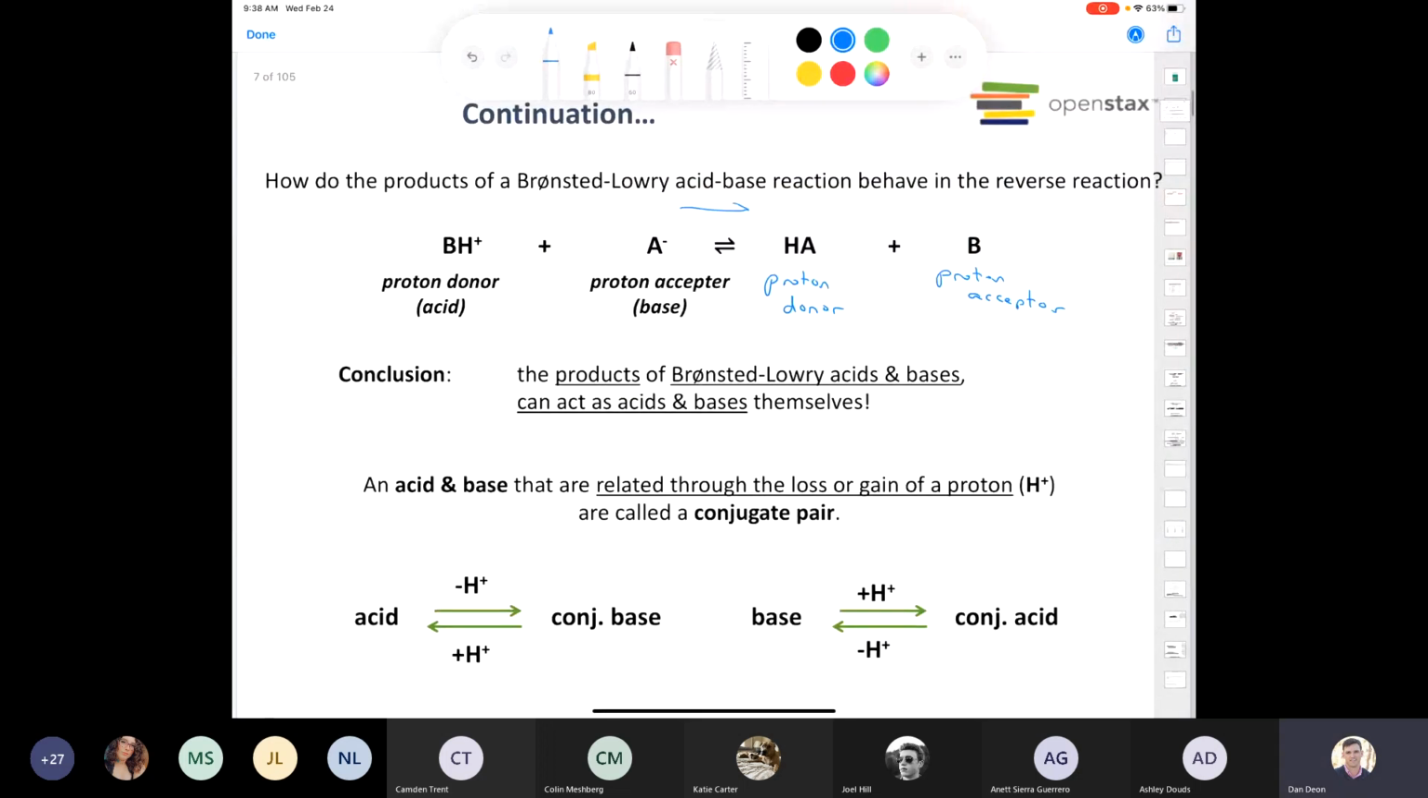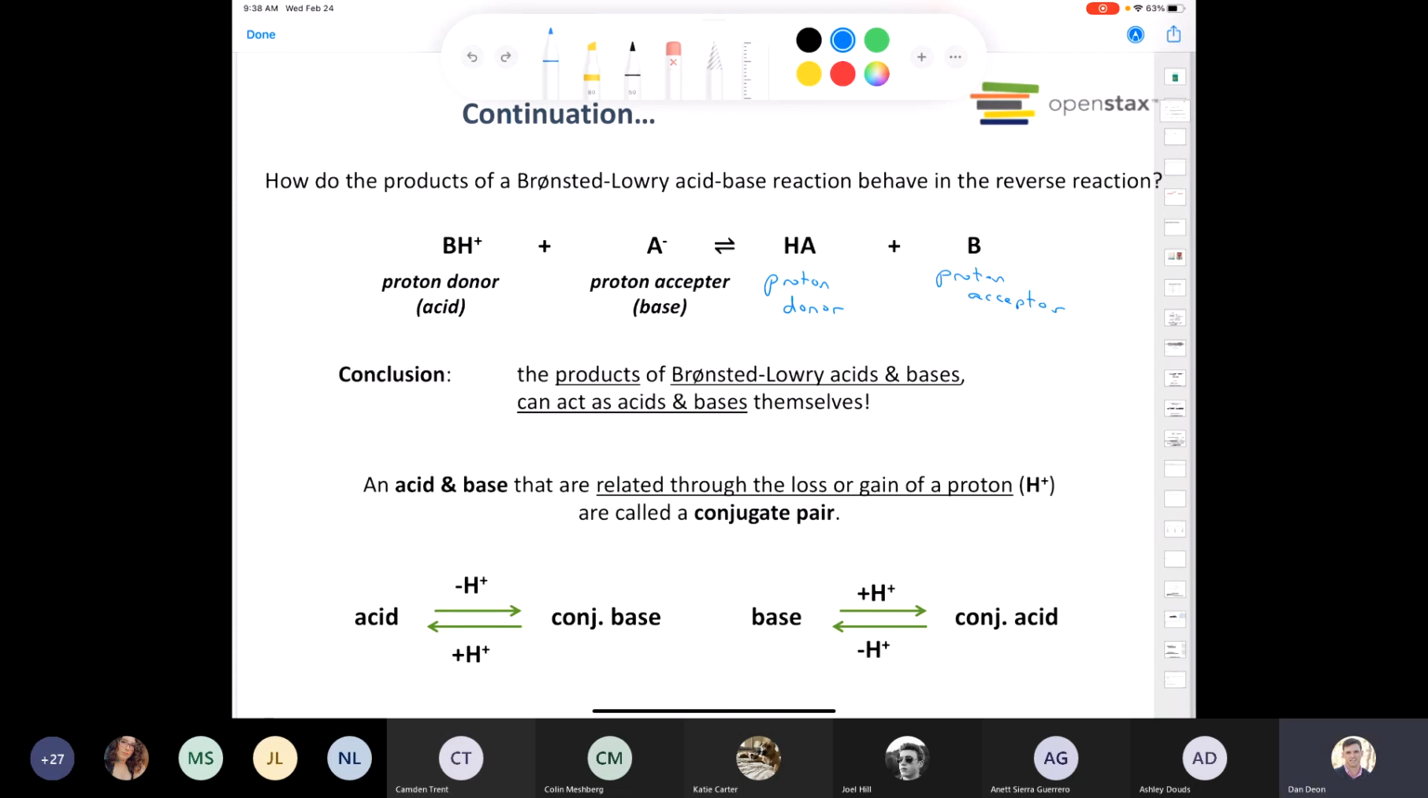Let's look at this reaction. The H plus is doing what? It's donating a proton, isn't it? The A minus is accepting a proton, isn't it? And so we can look at all four species in this equilibrium process from the point of view of them being acids or bases. So the conclusion is that the products in a Bronsted-Lowry acid-base reaction can act as acids and bases too.